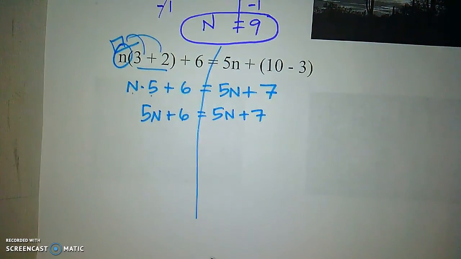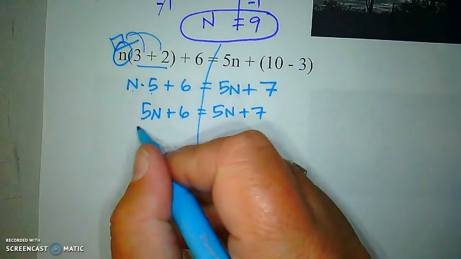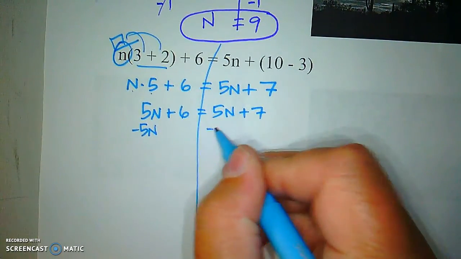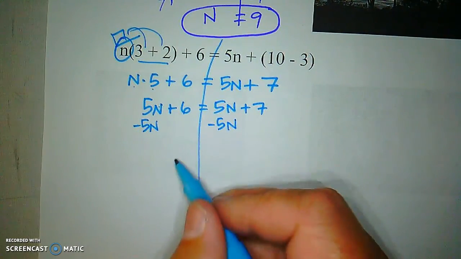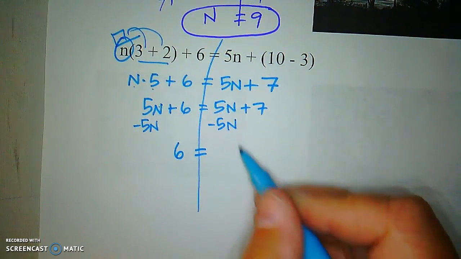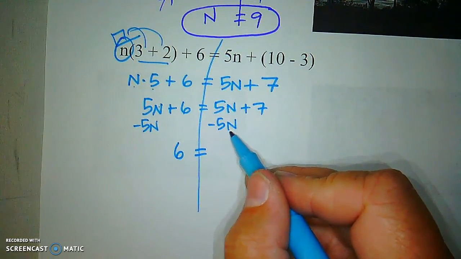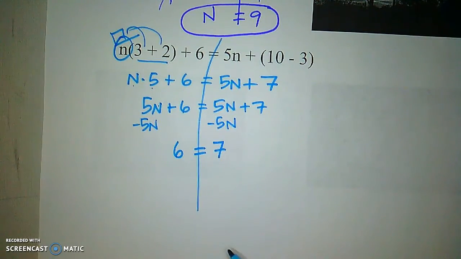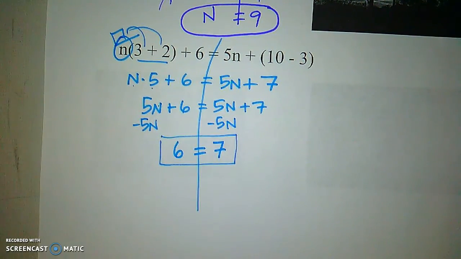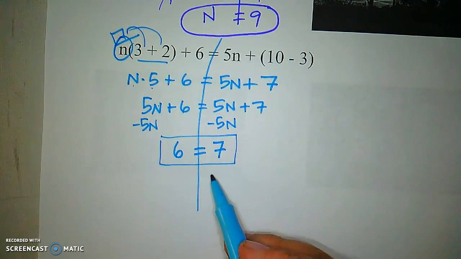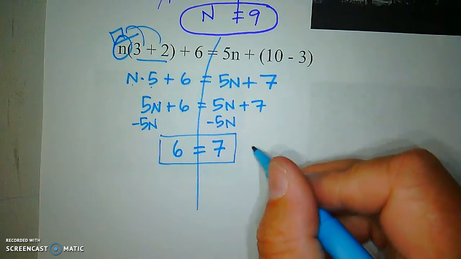I want to get all the n's on one side. Doesn't matter which side, so I'm going to subtract 5n from both sides. 5n minus 5n is nothing, leaving me with 6 on that side. 5n minus 5n is nothing, leaving me with 7. Wait a minute. I've lost my variables, I've lost my letters, and I'm here with 6 equals 7. 6 does not equal 7.